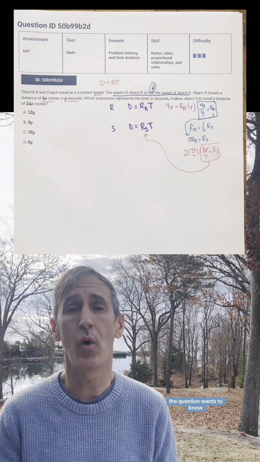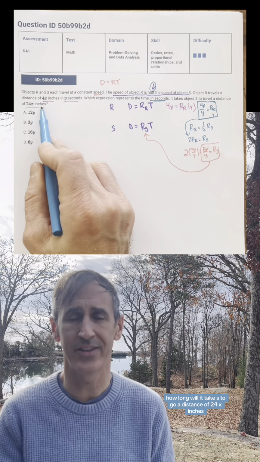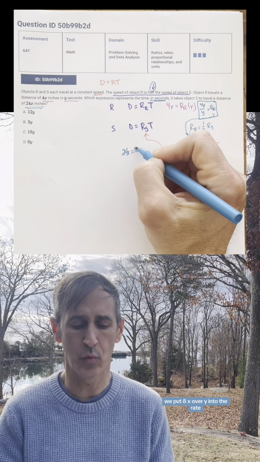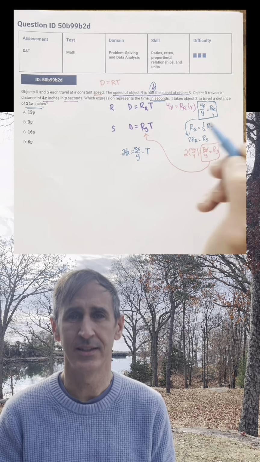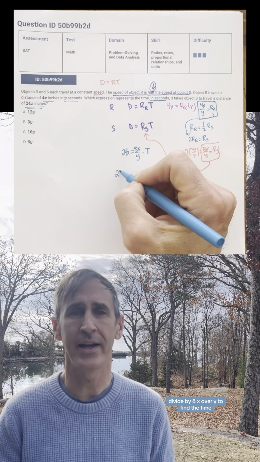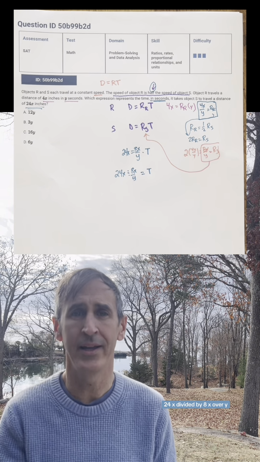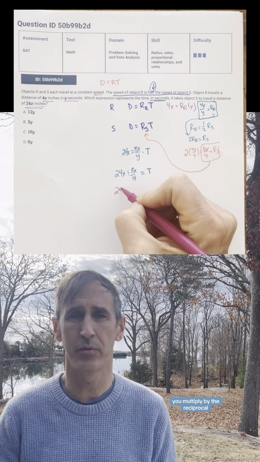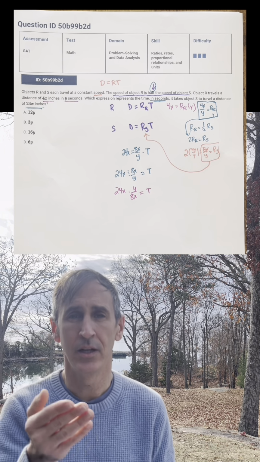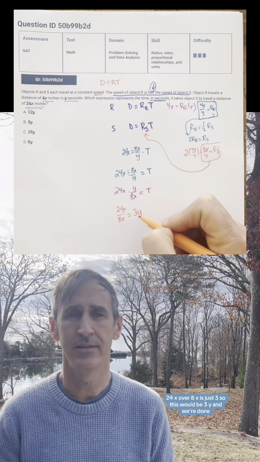The question wants to know how long it will take S to go a distance of 24x inches. So we put 24x into the d. We put 8x over y into the rate, and we have t as the time. Divide by 8x over y to find the time. 24x divided by 8x over y, when you divide by a fraction, you multiply by the reciprocal. That becomes 24x times y over 8x. 24x over 8x is just 3. So this would be 3y, and we're done.